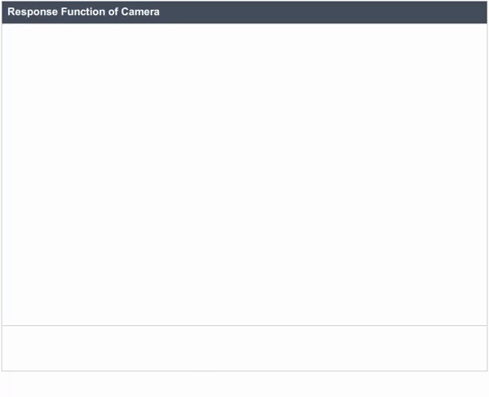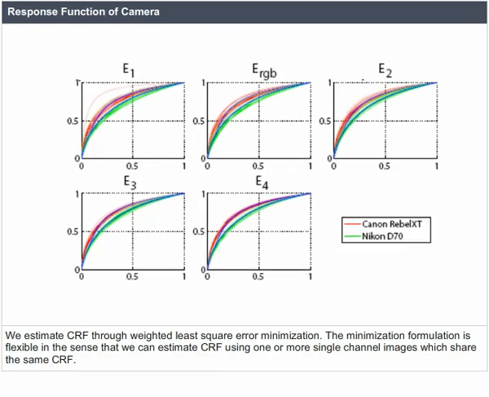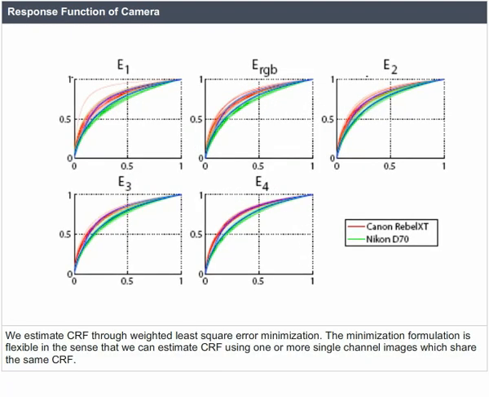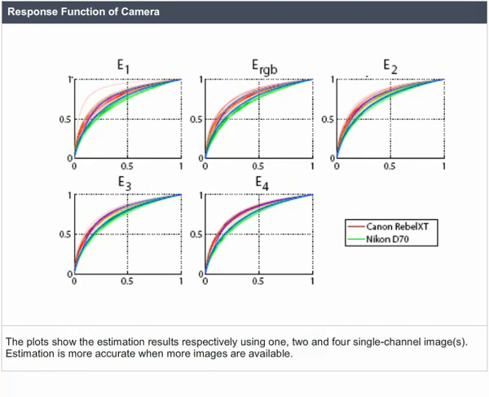Response function of camera. We estimate CRF through weighted least square error minimization. The minimization formulation is flexible in the sense that we can estimate CRF using one or more single-channel images which share the same CRF. The plots show the estimation results respectively using 1, 2, and 4 single-channel images. Estimation is more accurate when more images are available.